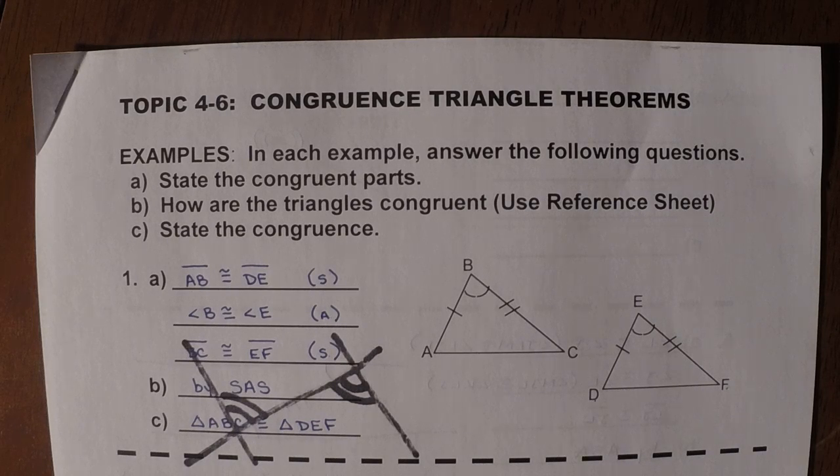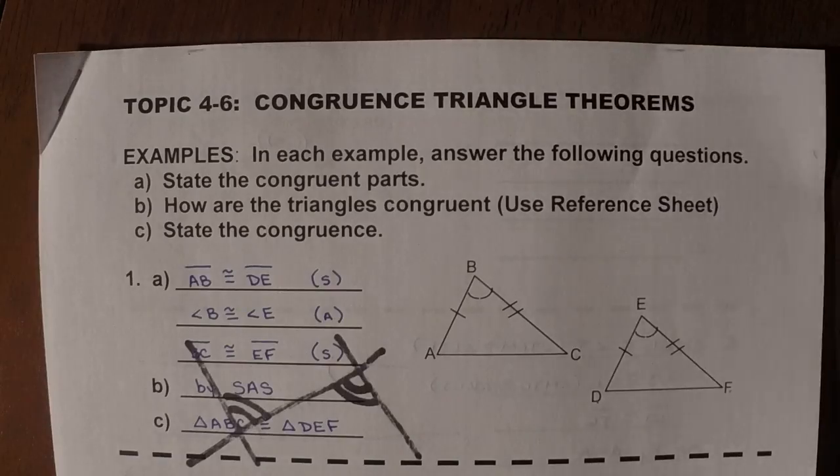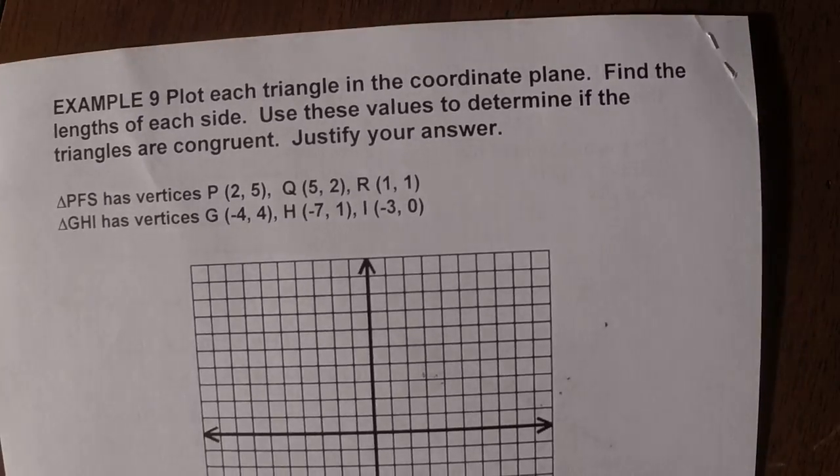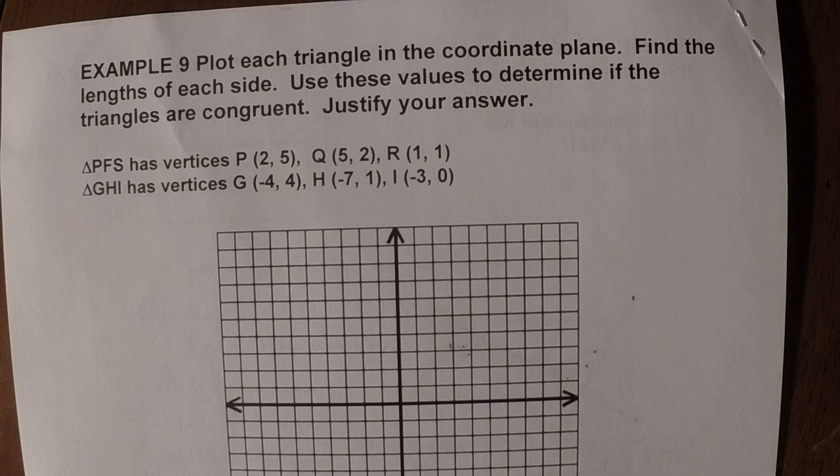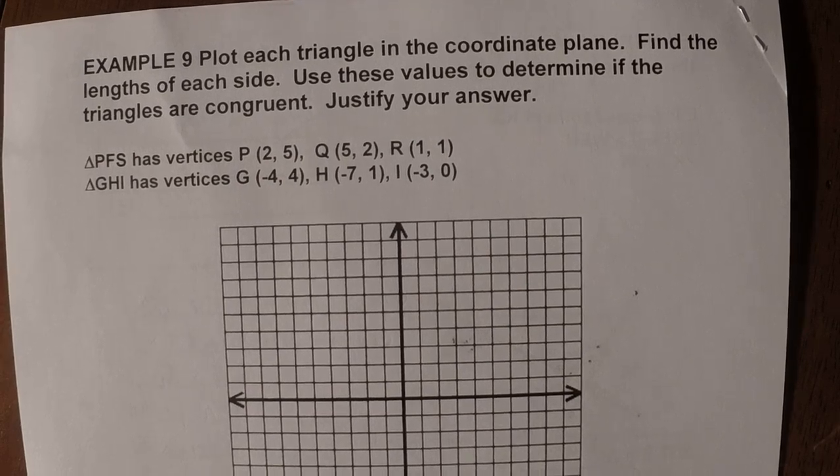Okay, I totally didn't realize I had put a question on the back of this worksheet, but I am glad we're doing it separately because it's going to take us a little bit longer. So just go ahead and flip over to the back and we'll do example 9. It says plot each triangle in the plane and then find the lengths of each side. Use these values to determine if the triangles are congruent.